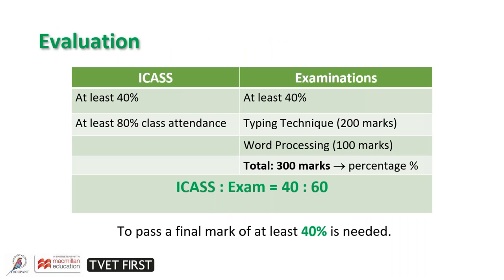An internal continuous assessment. Internal, I, continuous, C, assessment, ICAS mark of at least 40%. And then you need 80% class attendance. The examination, typing technique 200 marks and word processing 100 marks. Convert it to a percentage. A minimum examination mark of 40% is required to pass. To pass a final mark of 40 is needed, ICAS to exam, 40 to 60.